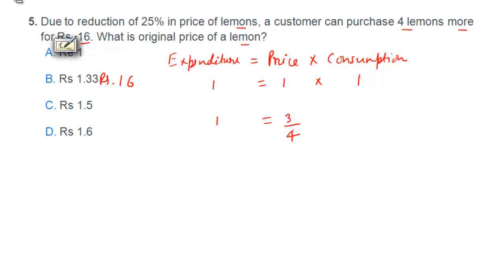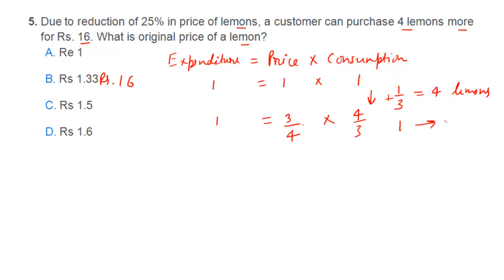So the price which was initially 1 has become 3 by 4. So the consumption has to be 4 by 3, because then only 3 by 4 into 4 by 3 will be 1. So you got that there is an increase in the consumption by 1 by 3, because 1 plus 1 by 3 is 4 by 3. So a one third increase in the consumption is 4 lemons. That is something that you need to understand. A customer can purchase 4 lemons more for rupees 16. So 1/3 increase is 4.